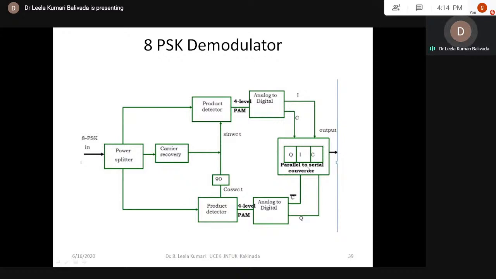Therefore, a parallel to serial converter is there. So this is a parallel to serial logic circuit converter, which takes the I and C bits from the I channel converter, and the Q and C bar bits from the 4 level to 2 level converter of the Q channel. Okay. So these bit pairs are converted into serial IQC output data streams. So this is the 8 PSK receiver.